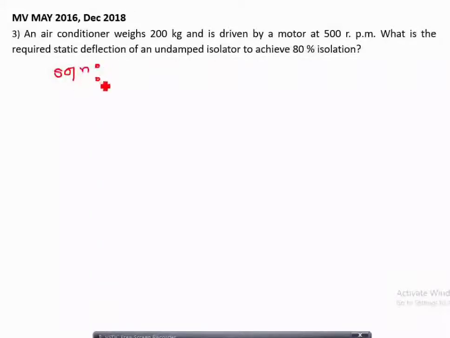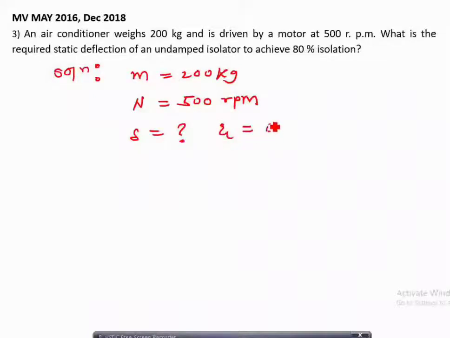So again, this is a similar kind of problem. Let us understand what is given here in problem number 3. They have given you an air conditioner weighing m = 200 kg, driven by a motor at N = 500 rpm. What is the required static deflection, that is delta, of an undamped isolator, so zeta is equal to 0, so that you have to achieve 80% isolation. So they have given the condition that you have to achieve 80% isolation.